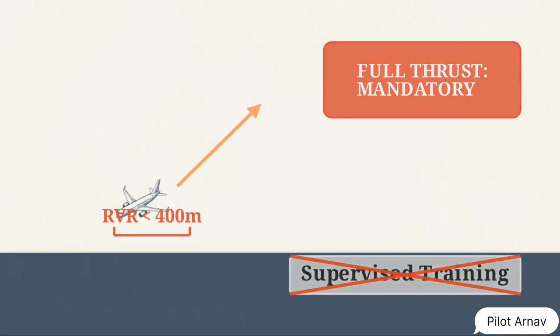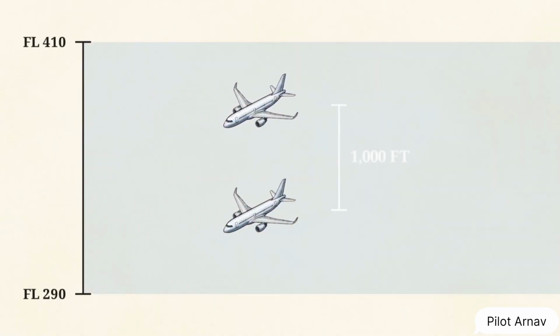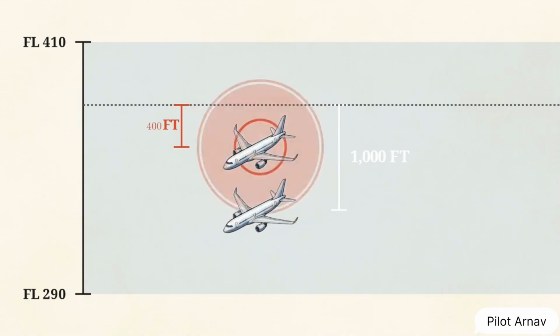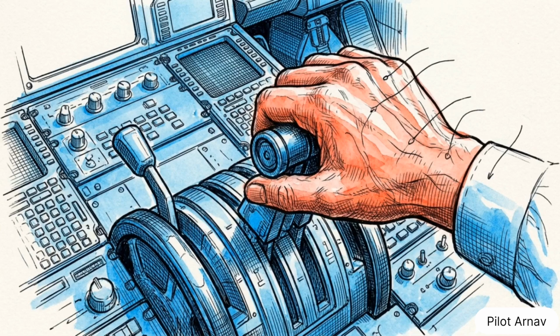In cruise, RVSM rules apply between flight level 290 and flight level 410. Aircraft must maintain exactly 1,000 feet of vertical separation and must use systems that alert the crew if they deviate by more than 300 feet. These visibility and altitude minima establish the exact limits where a standard approach becomes an unacceptable risk.